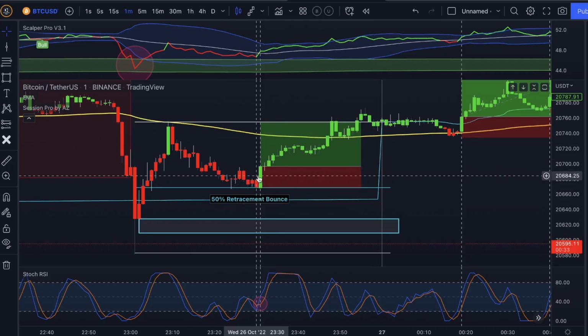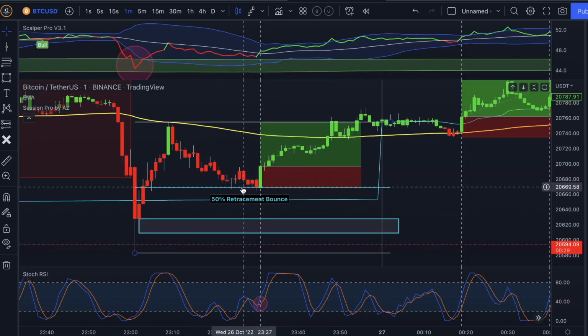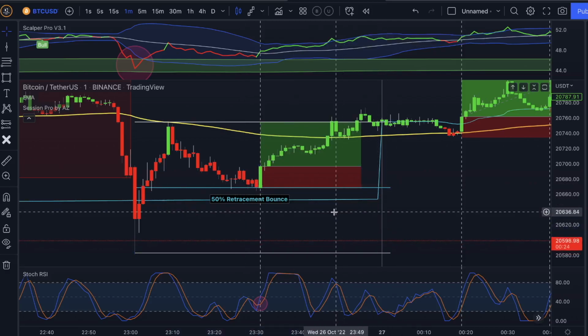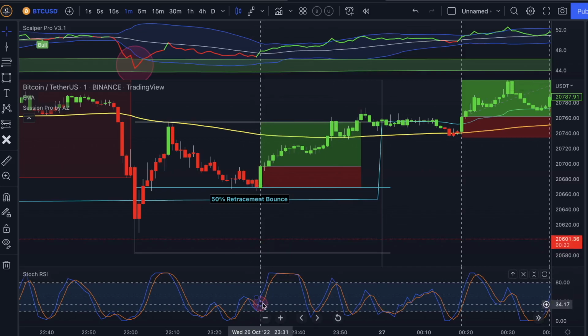But look at this massive bullish engulfing candle. This candle is eliminating 1, 2, 3, 4, 5 of the last candles, just shooting above it. So volume is coming into the market. The stochastic is saying yes, buy now. The Scalper Pro is telling you we are starting a short or mid-term bullish trend.